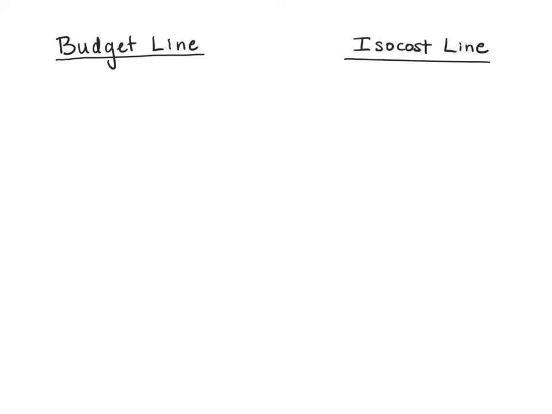To better understand isocost lines, let's compare them to budget lines from consumer theory. We learned in consumer theory that a budget line can be represented by the equation income equals the per unit price of X times the amount of X plus the per unit price of Y times the amount of Y. Now we're seeing in firm theory that the isocost line can be written as total cost, which basically represents the firm's budget, equals the per unit price of labor times labor plus the per unit price of capital times capital.